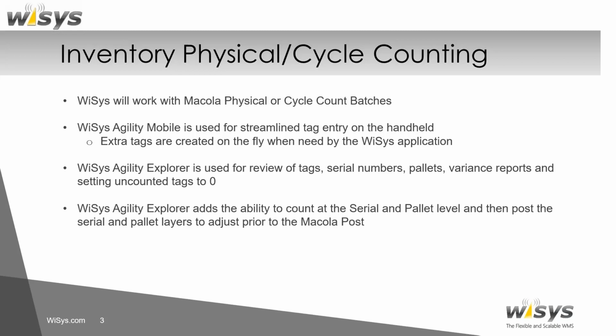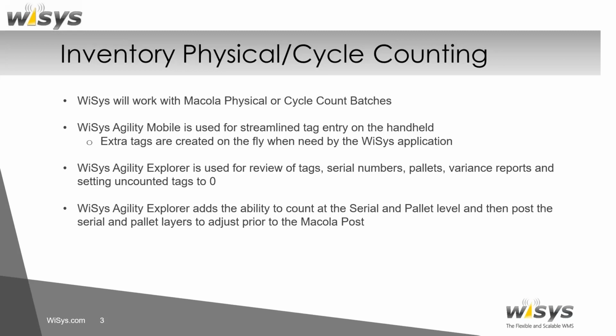Then, after you've entered all of your extra tags, the next step will be that you will use the Agility Explorer application, where you can review all of your tags, serial numbers, pallets, look at all your variance reportings by quantity and by dollar, look at your uncounted tags and see how those are processed and make sure that they're all okay. Those are in the Agility Explorer grids, and there you can very easily export those grids out to Excel or to PDF if you need to save those off for reporting.